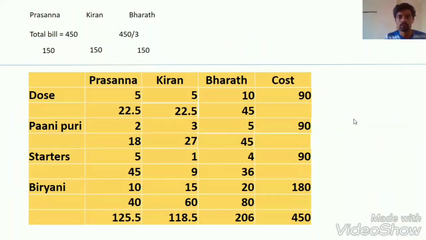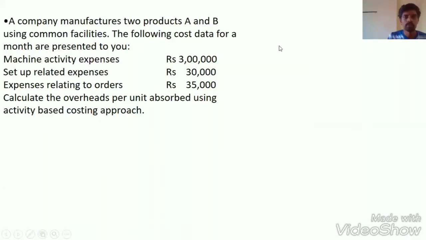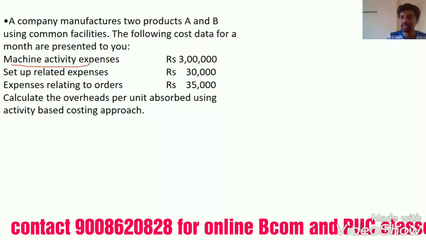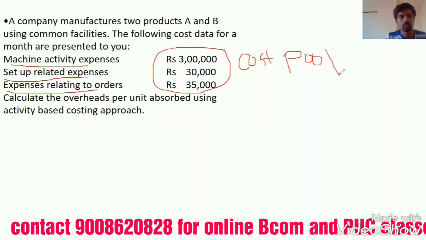So now we will look at the questions. So here is the first question, guys. See, there are 3 activities here. One is a mission related activity. Second one is a setup related activity. Third one is an expenses related activity. And the total cost of mission related activities is 3 lakh rupees. This 3 lakhs is called as cost pool. Okay, and 30,000 is cost pool for setup related activity. 35,000 is cost pool for expenses related to orders. Got it? So this is cost pool.